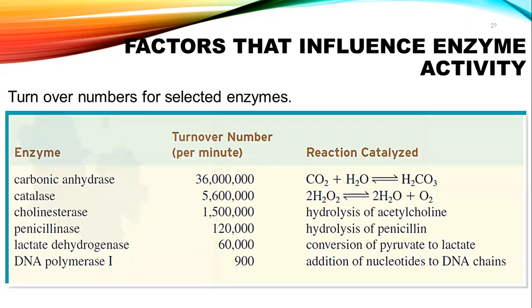So turnover number, as we said, is an indicator of how fast a particular enzyme can convert the substrate into its product. So for example, you want to convert carbon dioxide into carbonic acid using carbonic anhydrase. You notice that you have the turnover number of 36 million, which means that 36 million carbon dioxide will be converted per minute to carbonic acid.